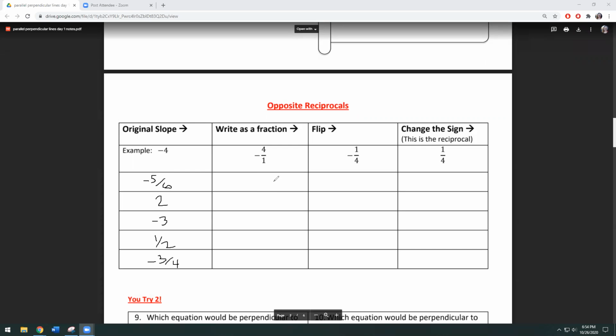Whatever you start with, make it a fraction, then flip your fraction, and then change the sign, and that's going to be the opposite reciprocal. So if I had an equation that had a slope of -4 and a different equation with a slope of 1 over 4, those two lines would be perpendicular to each other, because that slope is the opposite reciprocal of this one over here. So pause the video, try out these things. If you selected these couple, you can see the answers at the end.